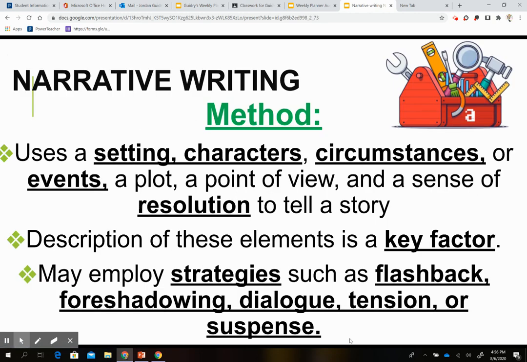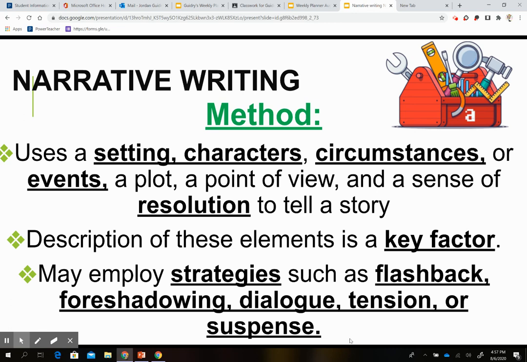So, what is the method for narrative writing? This uses a setting, characters, circumstances, or events, which is what we call a plot, a point of view, and the sense of resolution to tell a story. Description of these elements is a key factor and may employ strategies such as flashback, foreshadowing, dialogue, tension, or suspense.